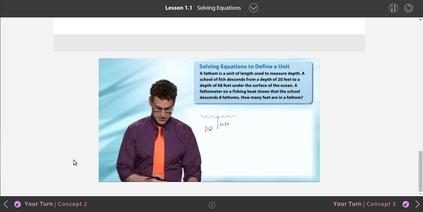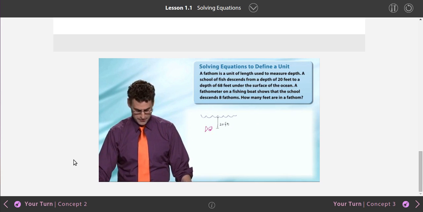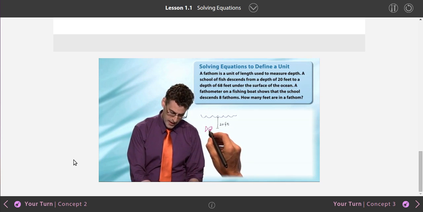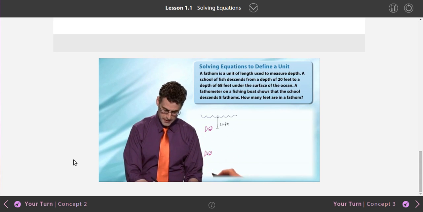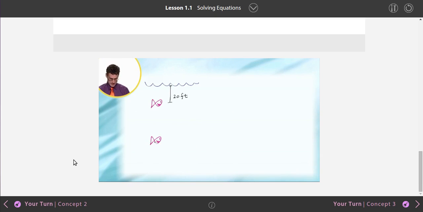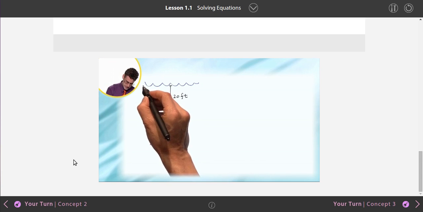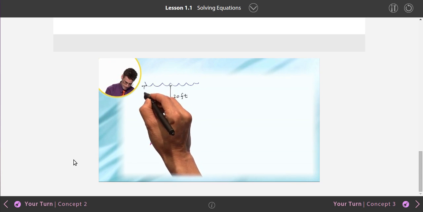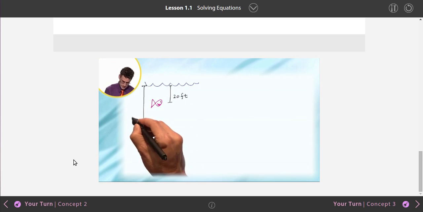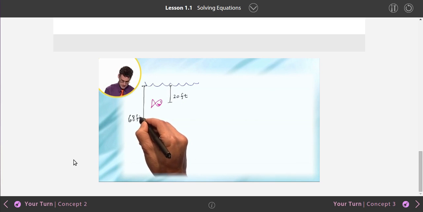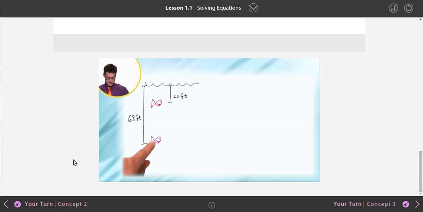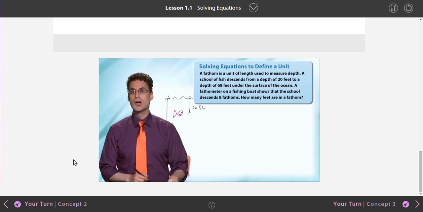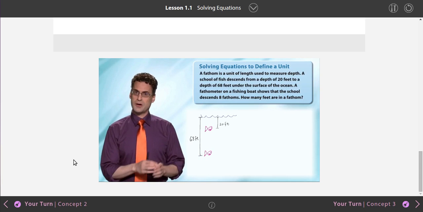And they descend down, so now they're going to bubble down all the way to a depth of 68 feet. And so the way that I might want to note that is by putting this mark here and saying 68 feet. So from a depth of 20 feet to a depth of 68 feet, notice that they're deeper down now. Okay, so all of that just got us this part of the picture.